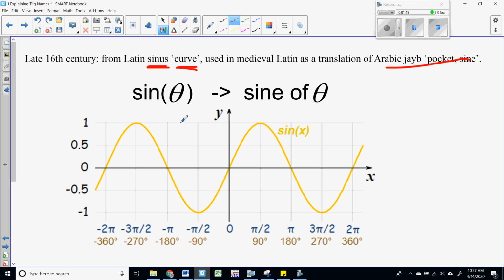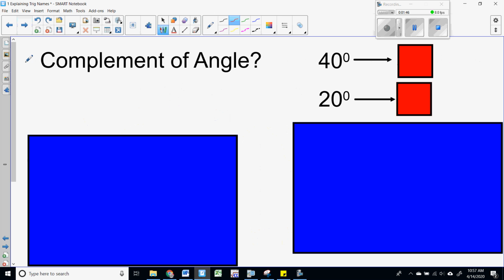We may not understand also that when we use sin of theta, that's really a shorthand for sine, with an e, of theta. So really this is a graph of sine of theta with the e. Shorthand, we just do sin of theta or x or wherever we're looking. Now, let's continue on then. That's where sine comes from. It means curve. Now, let's consider the complement of an angle.